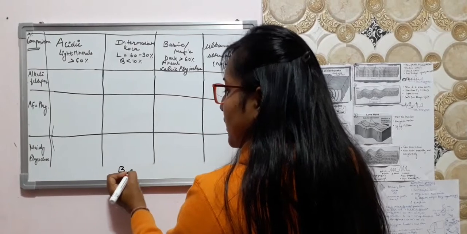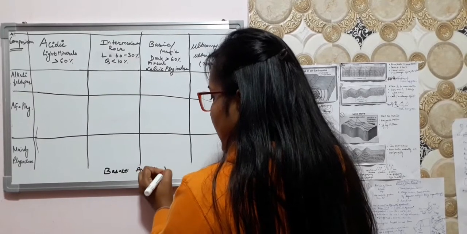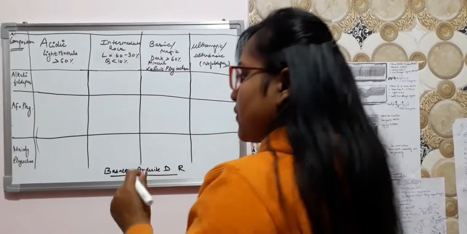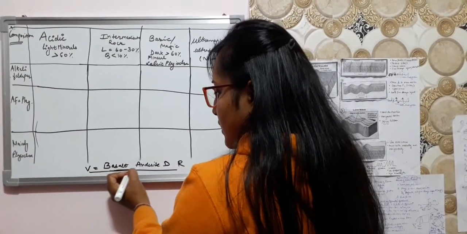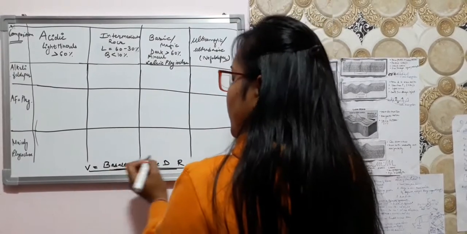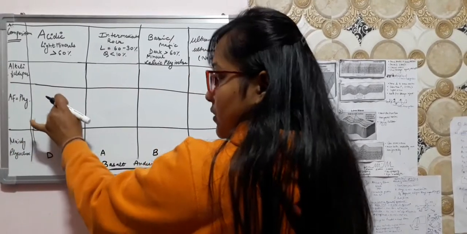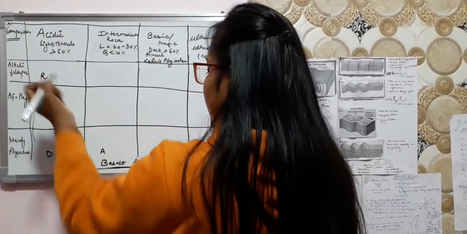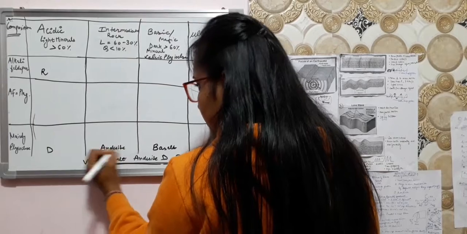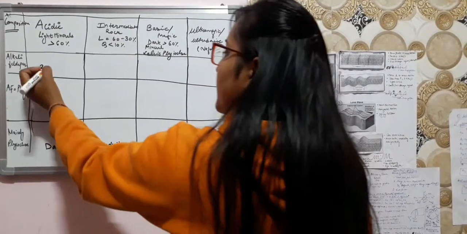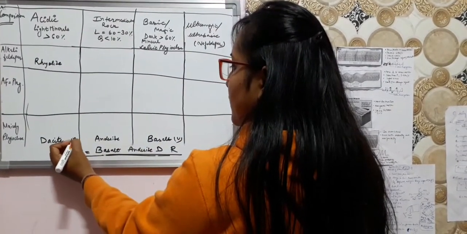which are B for basalt, A for andesite, BADR. Okay, so we will fill this sequence over here for the volcanic rocks. These are all volcanic rocks. So we will fill this B, A, D, and leaving this block, we will write R here. So B stands for basalt, A for andesite, D for dacite, R for rhyolite. Okay, so these are volcanic rocks.